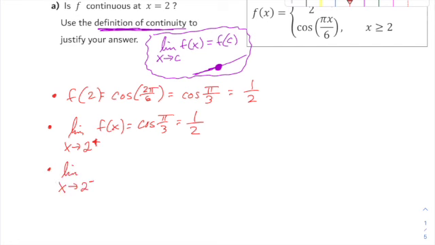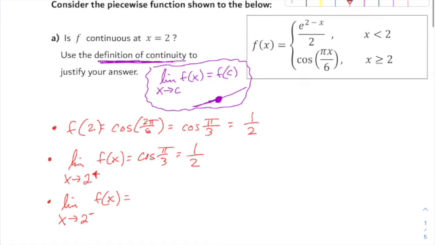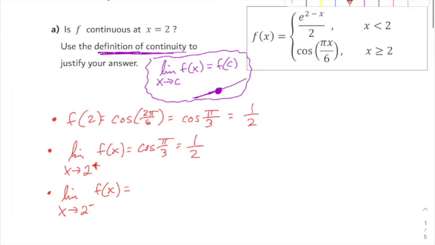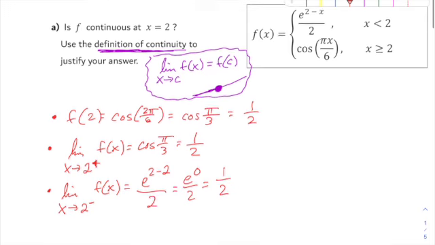You don't want to leave any doubt in the graders' minds here. And now the big thing, the limit as x approaches 2 from the left, that's where you're going to use that other function for x values less than 2. I'm going to substitute 2 into there. As x approaches 2 from the left, you're going to be getting e to the (2 minus 2) over 2, which is e to the 0 over 2, and e to the 0, or any non-zero number to the 0, is 1. So they're all equal to 1/2.